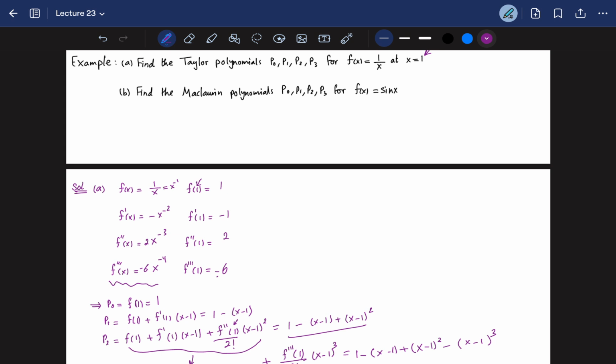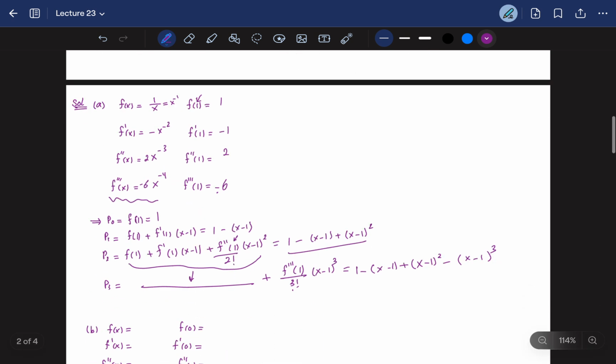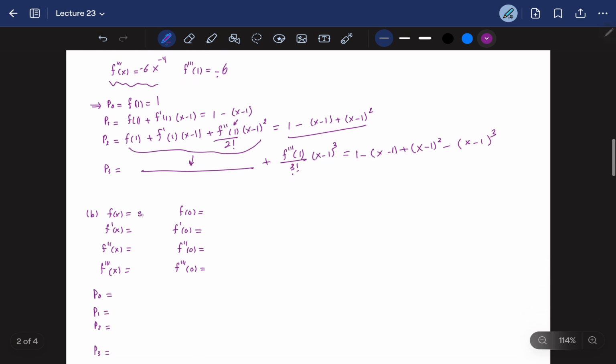for f equals sine. Now here, they don't have to give you the point, because you know that Maclaurin polynomials are always at x equals 0. So here, the function is sine. The first derivative is cosine, then negative sine, negative cosine, and we want to plug in 0. Sine of 0 is 0, 1, 0, and negative 1.